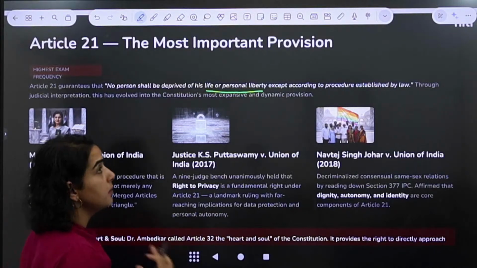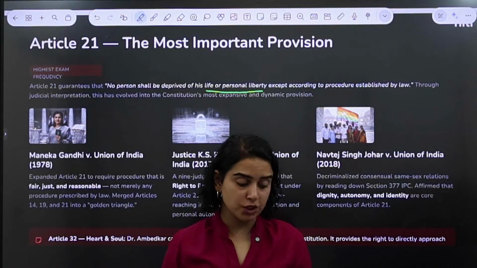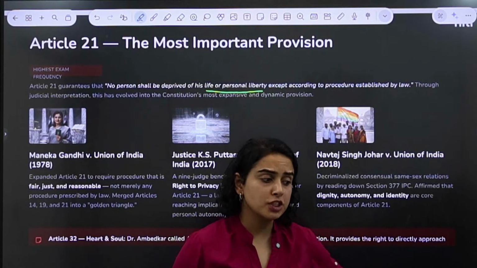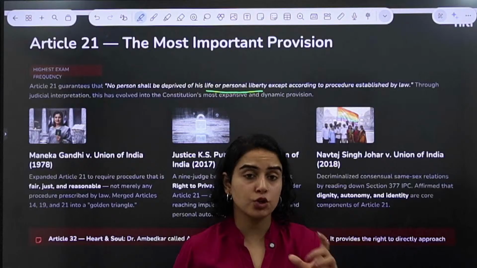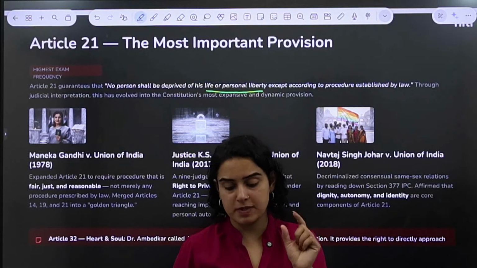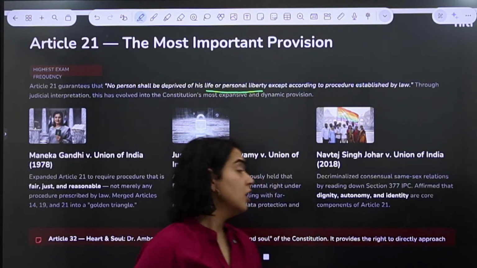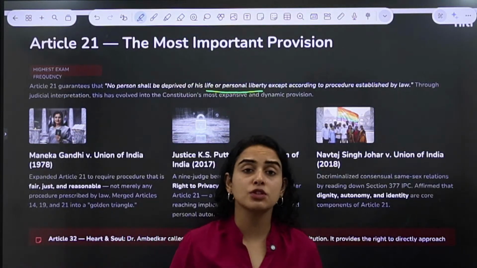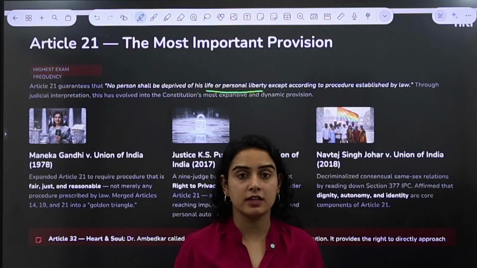So the interpretation, like I've already mentioned, it is the judiciary's job to do that interpretation, right? So judiciary is going to decide what is going to be the meaning of a specific word or a specific term, or how it is going to function. So through several judgments, hundreds and thousands of such rights have been made out of Article 21.